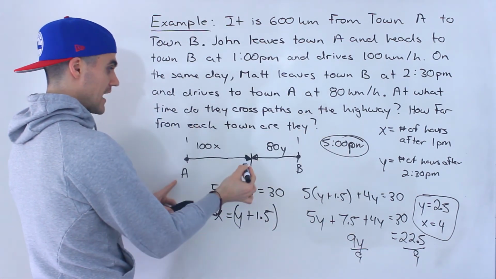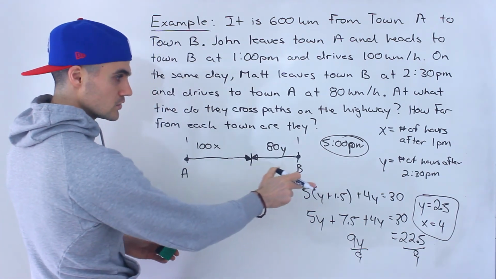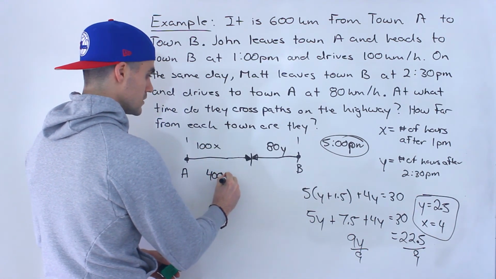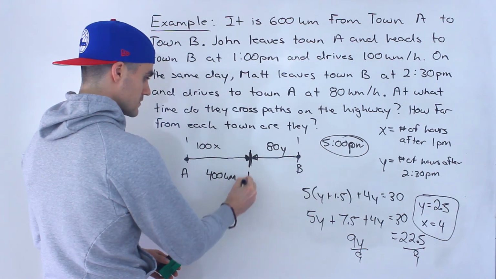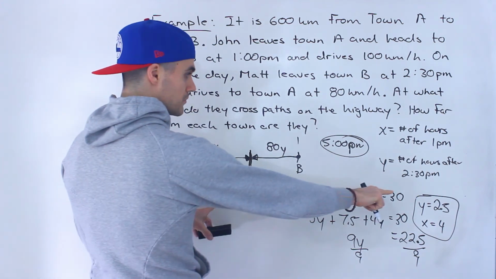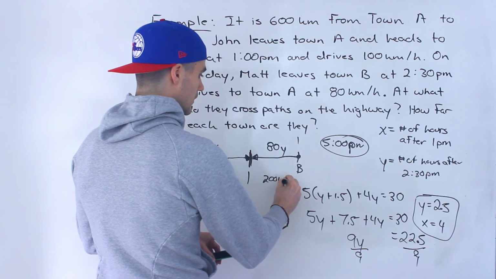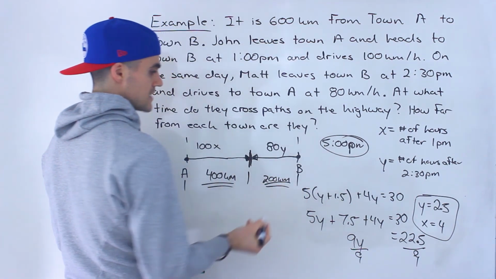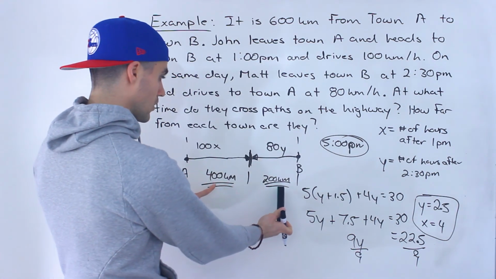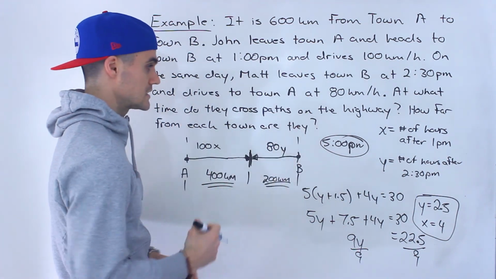And then how far from each town are they? Well, we can just take the x value of 4, plug it in here. So 100 times 4 would give us 400 kilometers. So when they cross paths, they're 400 kilometers away from town A. And then we could plug in 2.5 for the 80. 80 times 2.5 would give us 200. And then they're 200 kilometers away from town B. So this, and that are the answers. And notice that 400 plus 200 does indeed give us 600, the distance between the towns.